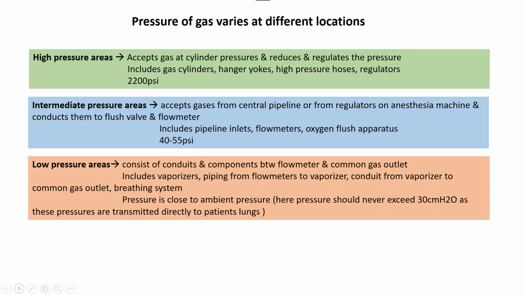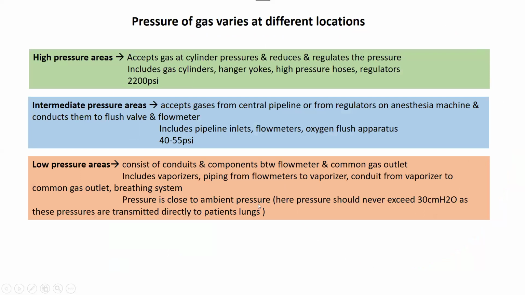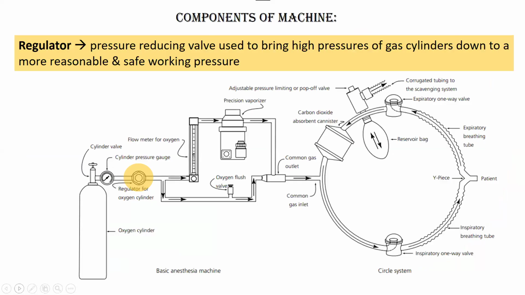So that is why this area specifically has low pressure, because the gas from here is directly going into the patient's lung. If this area had high pressure, it would be dangerous for the patient. So the pressure over here should be close to ambient pressure, that is the atmospheric pressure in which the animal normally breathes in. So that was all about this regulator. A regulator is a pressure reducing valve. It will reduce the pressure to a more reasonable and safe working pressure.